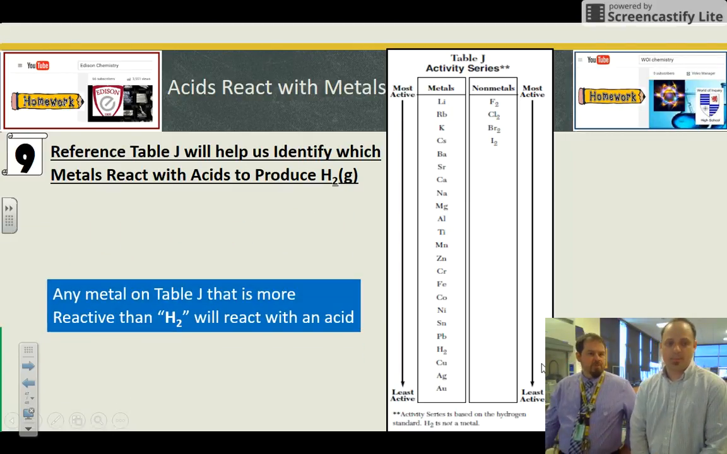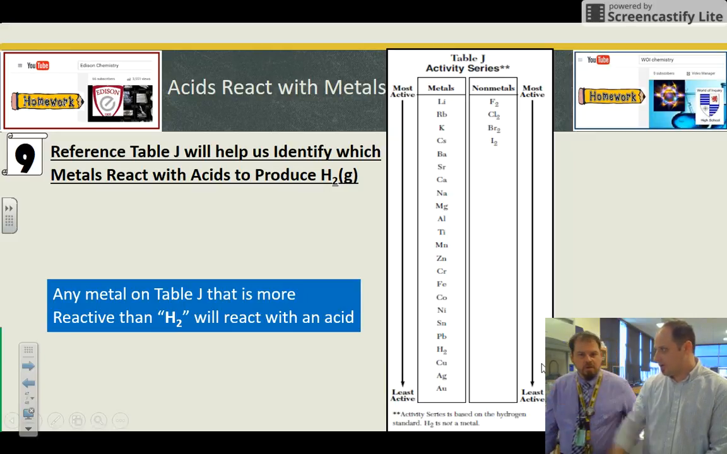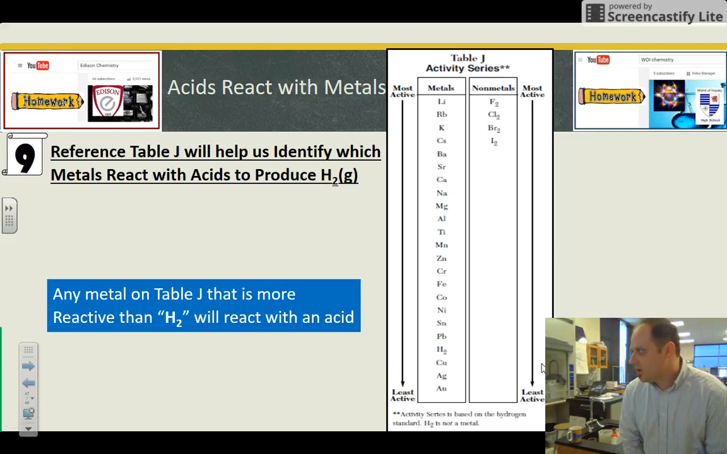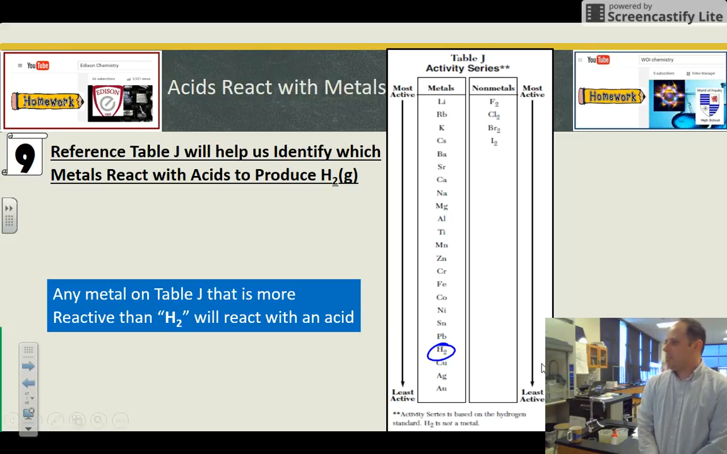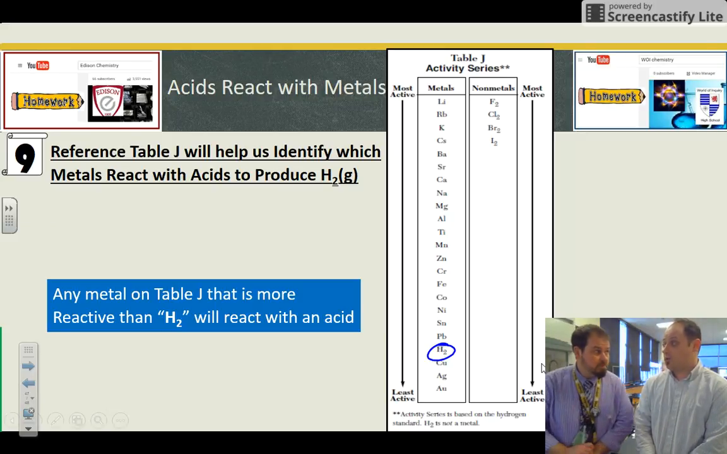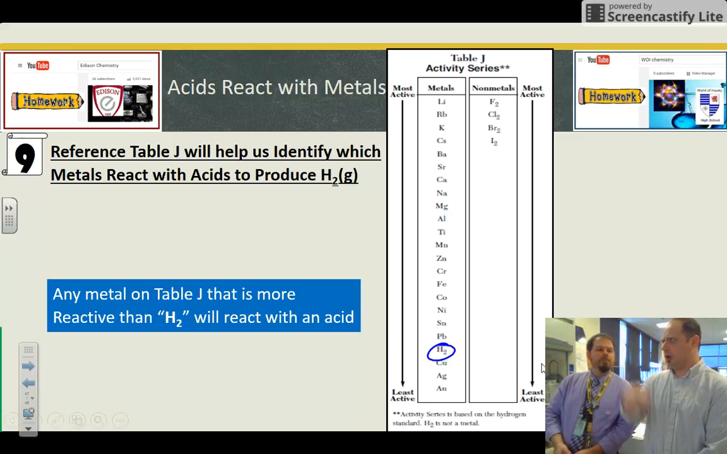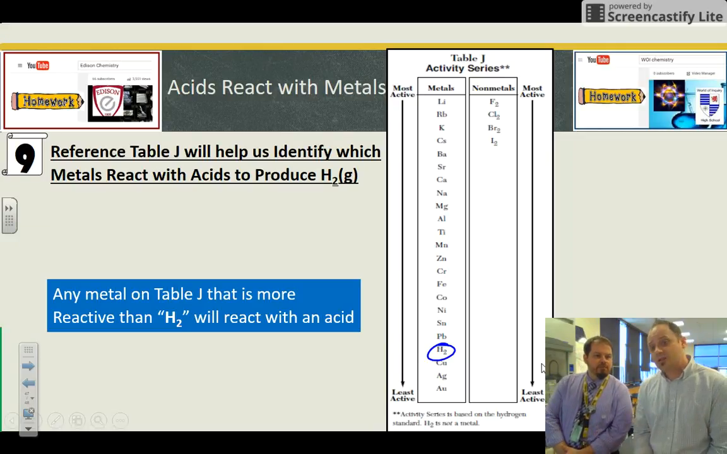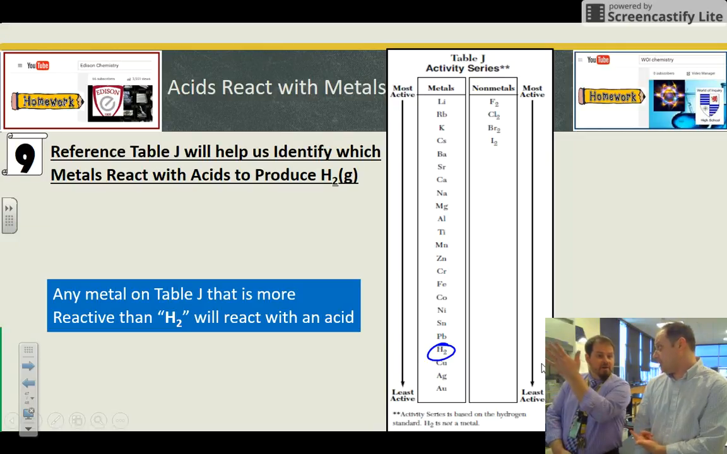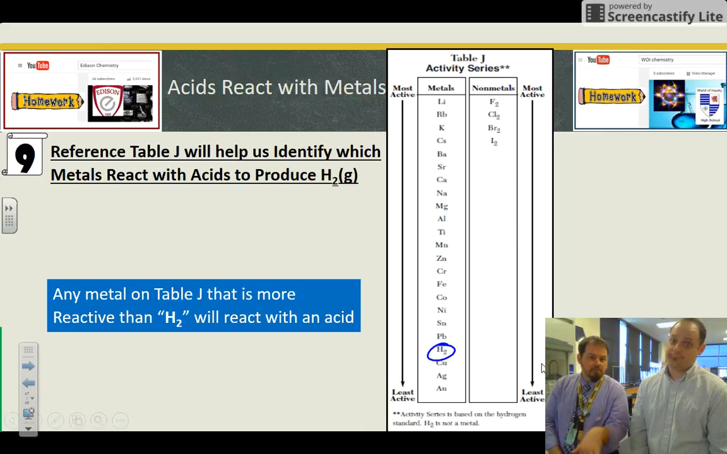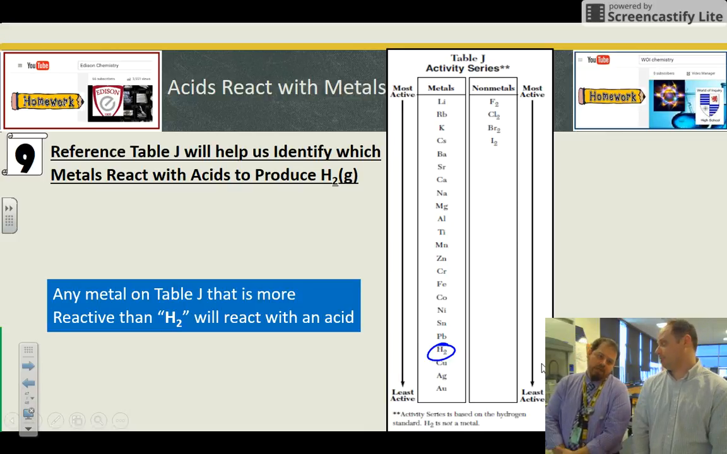So then, do you see H2 on that chart? Circle that. Right there's H2, which is, of course, not a metal. So you might be asking, hey, H2, it's on the metal side. What the heck? The reason it's there is because if a metal is above it, it will react, and if it's below it, it will not. It's as simple as that.